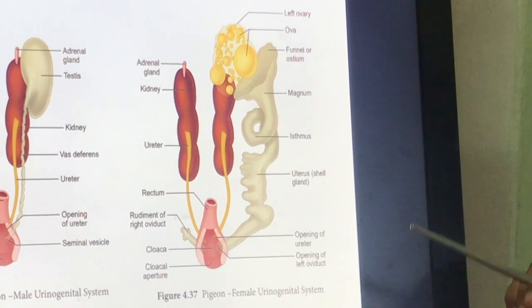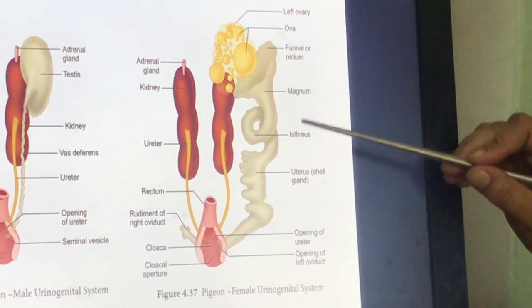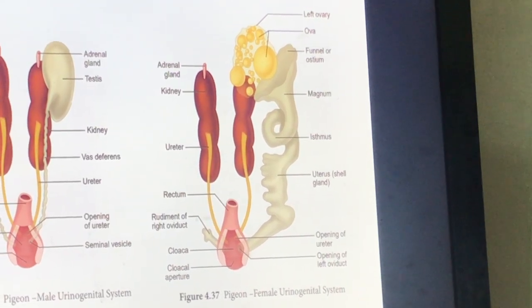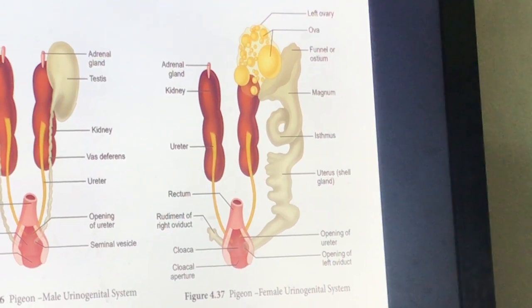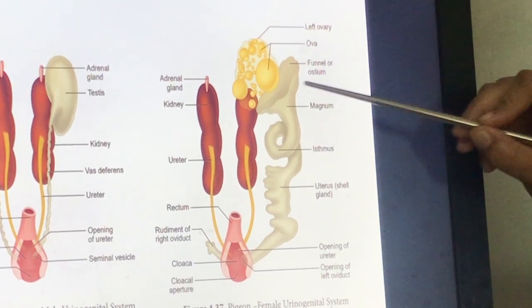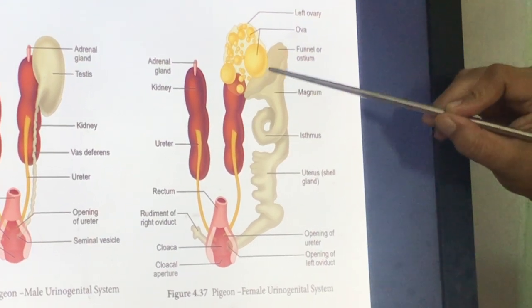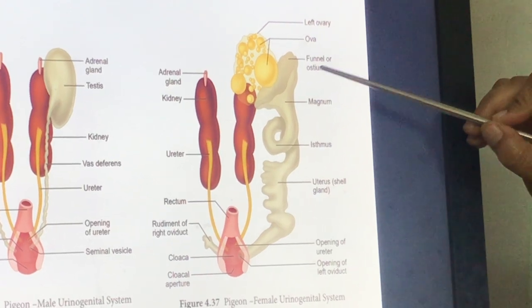The left oviduct is a long, wide, muscular, convoluted tubule suspended from the dorsal wall by a double fold of peritoneum called the mesotubarium. It is differentiated into 4 regions. The anterior region is a large funnel shape at the anterior side, having a hole inside it called the ostium, or the funnel of the ostium.